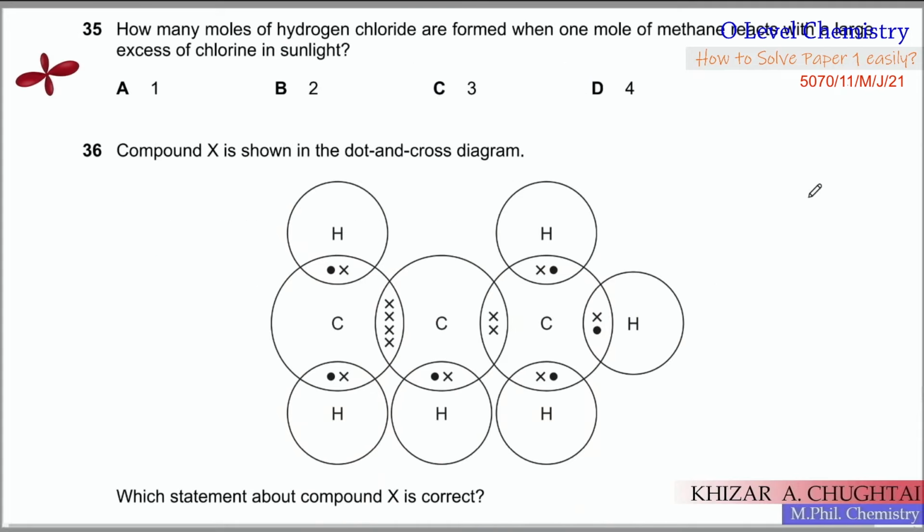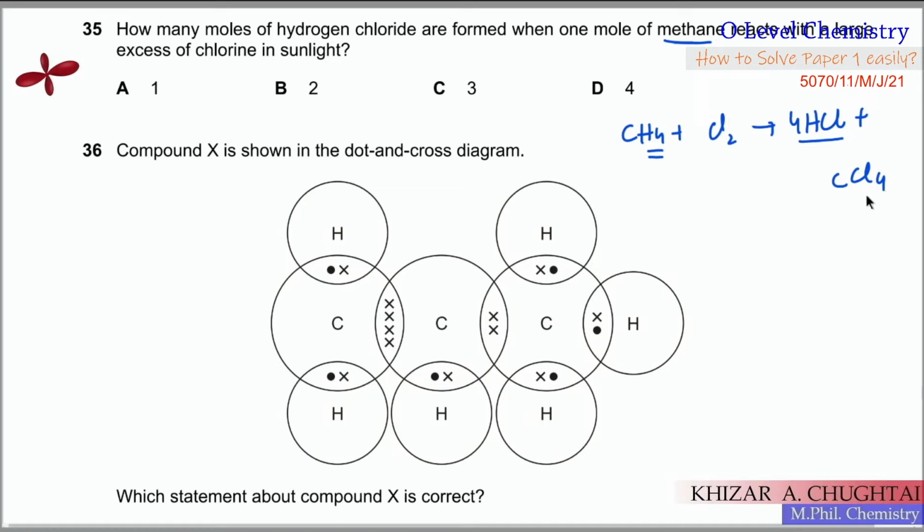35. How many moles of hydrogen chloride are formed when 1 mole of methane reacts with a large excess of chlorine in sunlight? Now there is a need to write the balanced chemical equation. CH4 plus Cl2. How many hydrogens are there? 4. So 4 moles of HCl will form, plus we will write CCl4 as well.